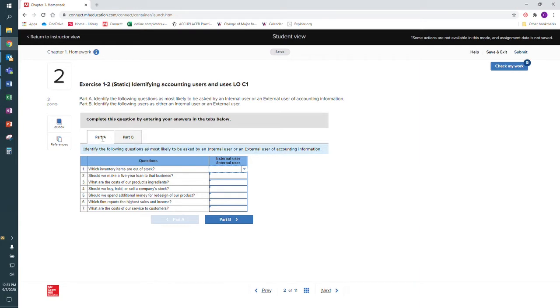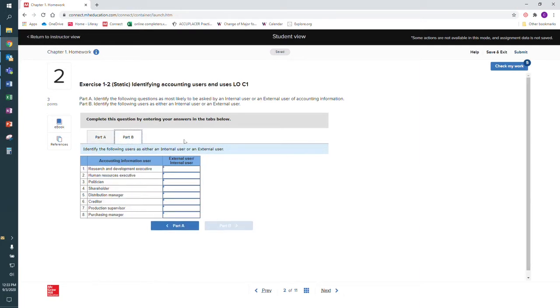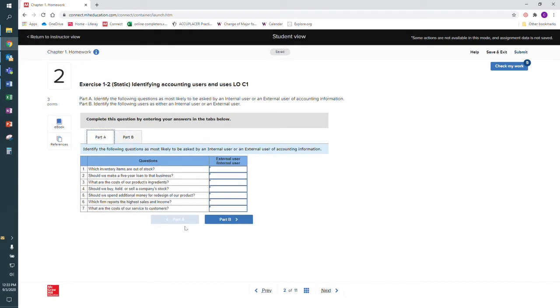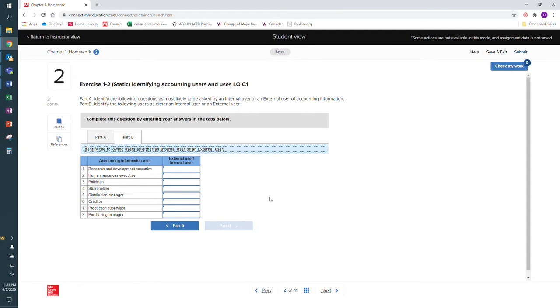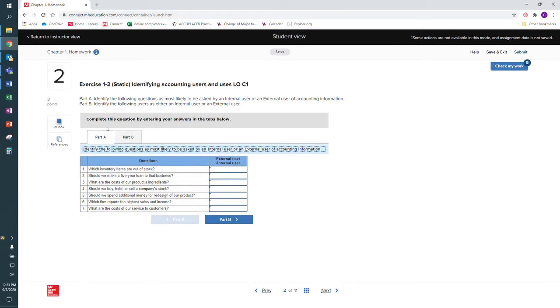So you can maneuver between part A and B with the tabs, or you can also fill in part A and then it directs you to go to part B here, or you can go back to part A down here underneath it as well. So whether you're using the tabs or whether you're using the blue arrow buttons down at the bottom, you can do that.